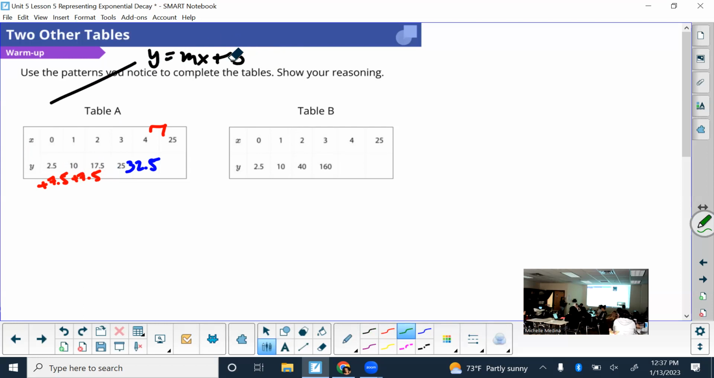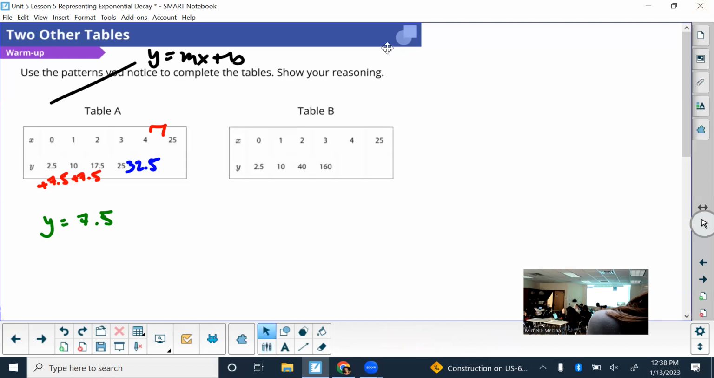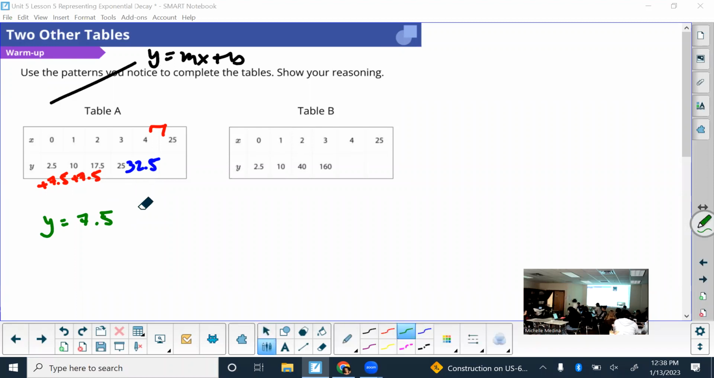Table 5. The m, yes. Because the m stands for what? Slope or rate of change. So if it's adding 7.5 each time, then that makes it your slope. Miss Medina. Okay, so yes, put 7.5 where the m would go because that's your rate of change.